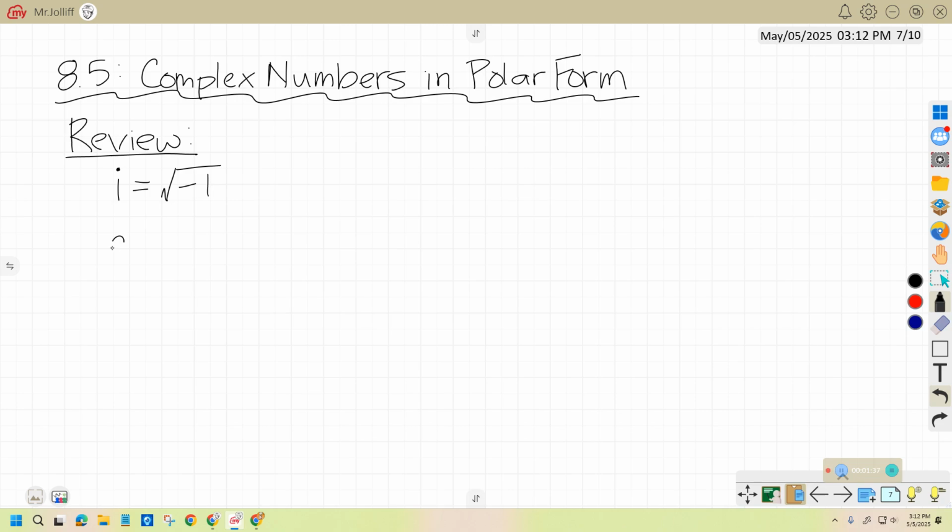Complex numbers have two pieces. Complex numbers have a real piece and an imaginary piece. z equals x plus iy. z is typically used to describe complex numbers. The x piece is the real piece of the complex number. The y piece is the imaginary part of the complex number. Ooh, I can't spell today. Imaginary.